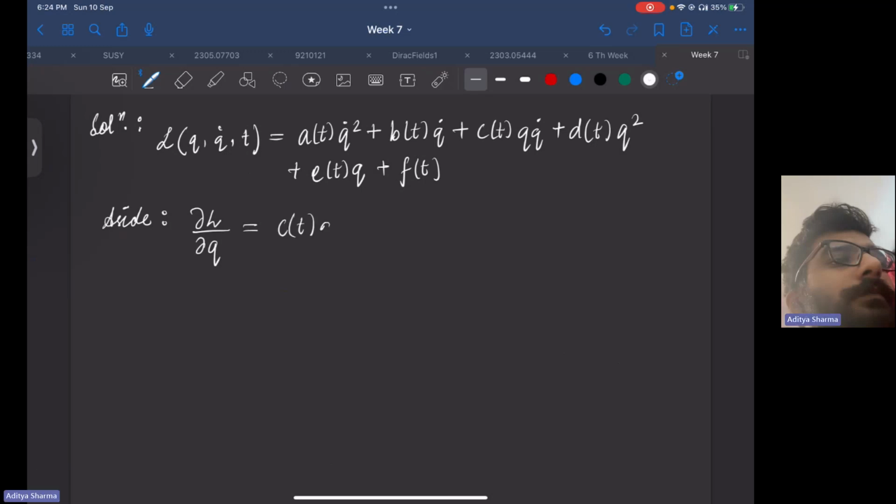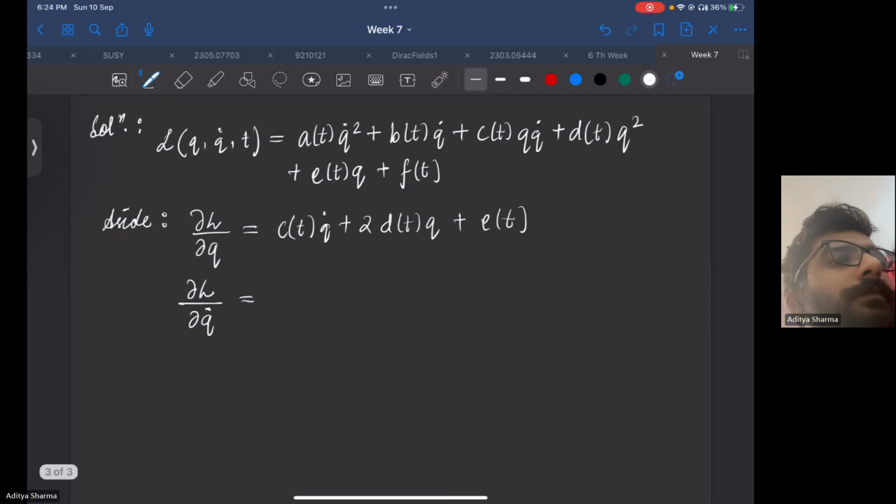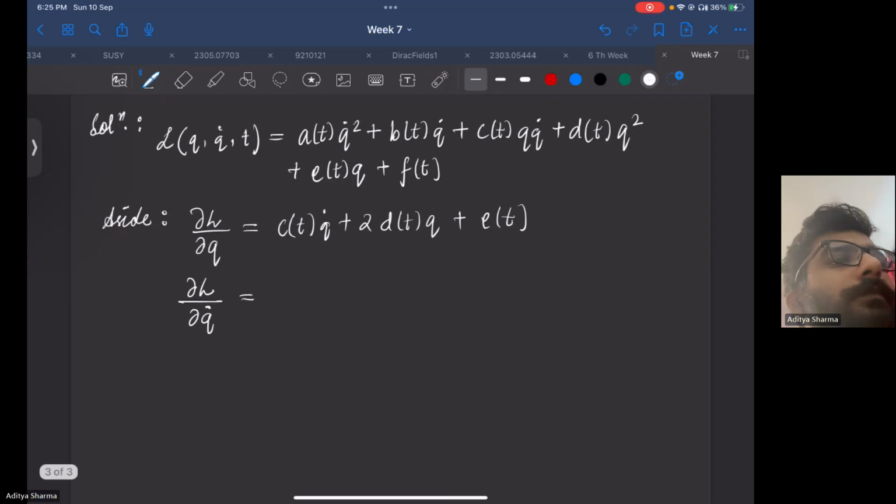This is CTQ dot plus 2BT Q plus ET. And the Q dot is AT.